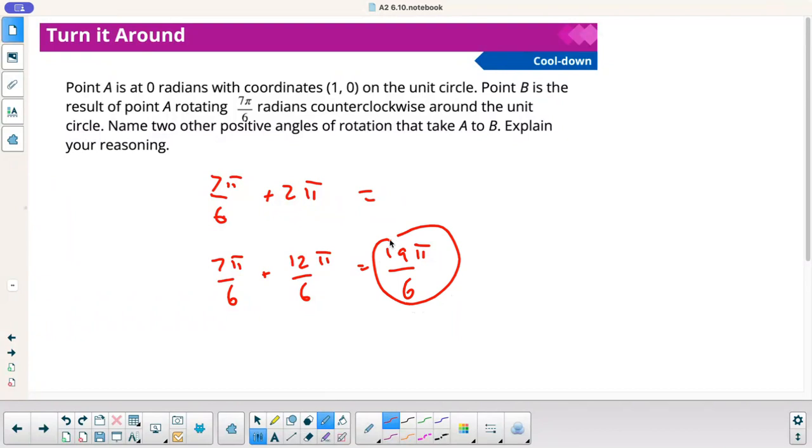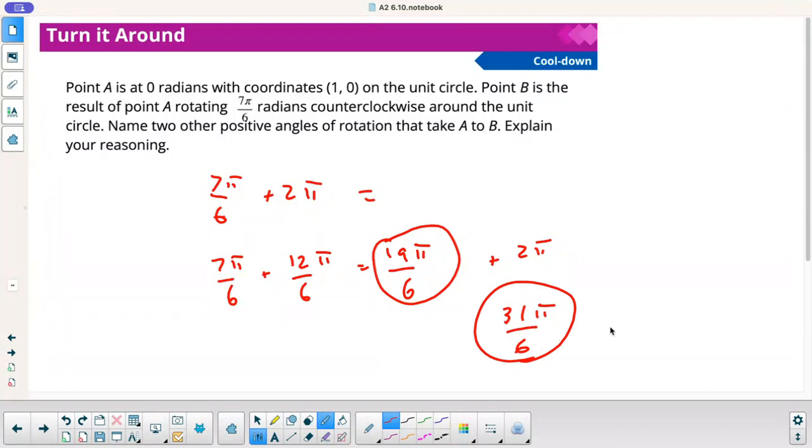Do not type the pi button into your calculator. Just treat this as regular like terms. Like if I had an equation, 7 over 6x plus 2x equals whatever, you would just add the coefficients and put the x next to it. Same idea here. Just add them together and put the pi next to it. If I added another 2 pi to that, I'd still be in the same place. Or you could just add 12 pi over 6. You're going to get 31 pi over 6.